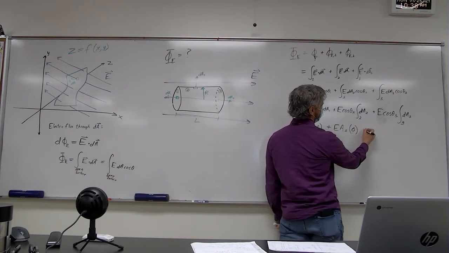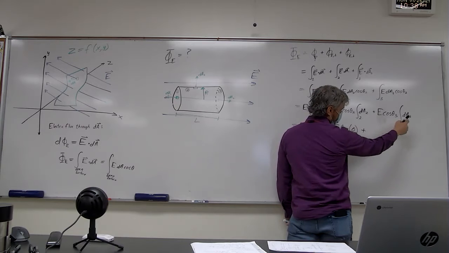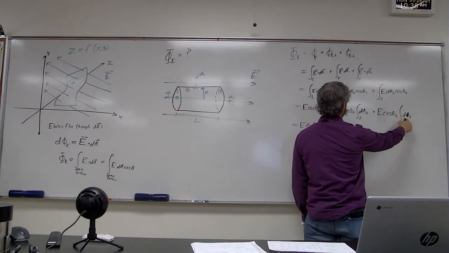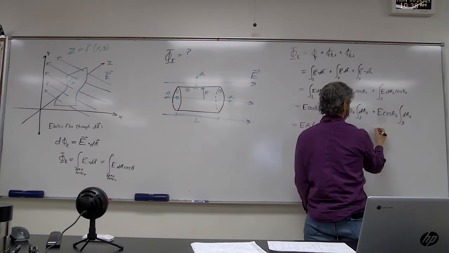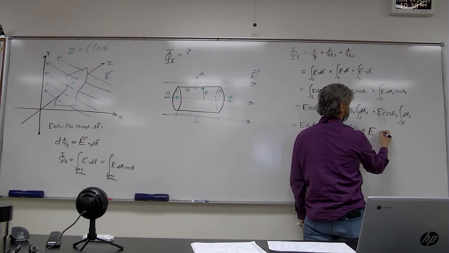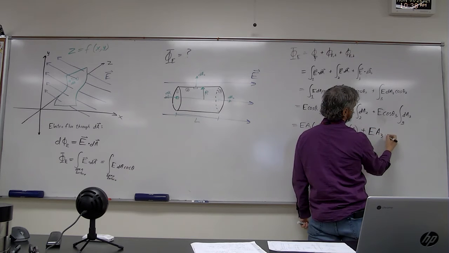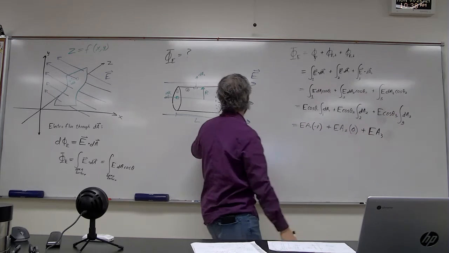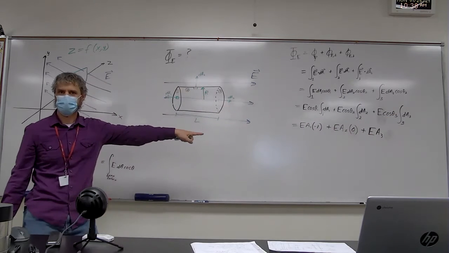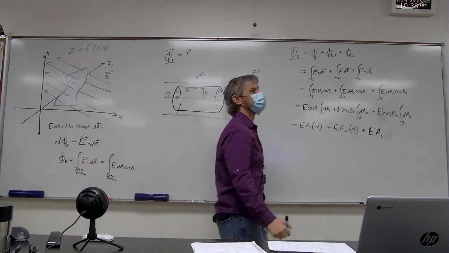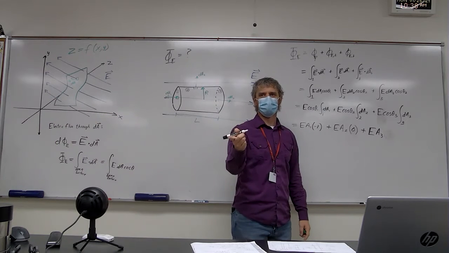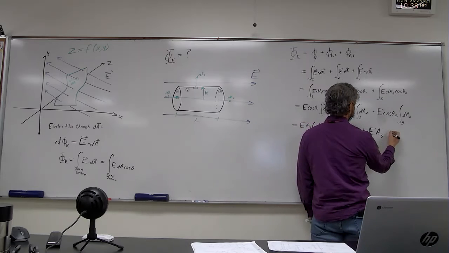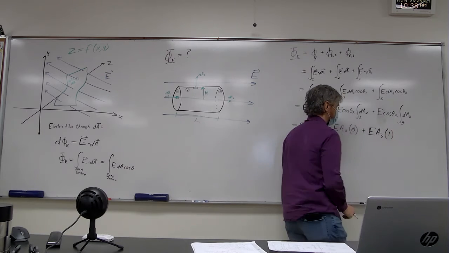Okay. And then plus, I integrate over all dA3s, and I just get the total area for that circle. It'll be E times A3 times the cosine of what's the angle between dA3 and the electric field? 0. The angle is 0, so the cosine of the angle is 1. So it's EA3 times 1.